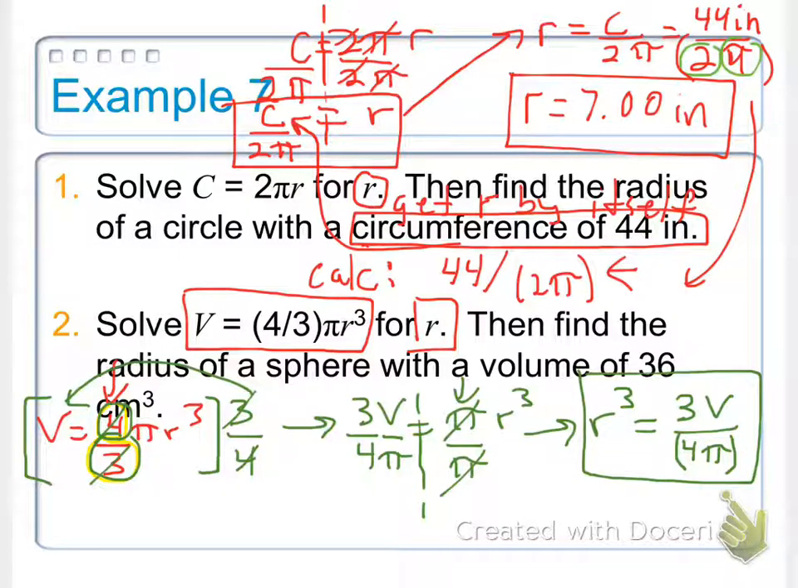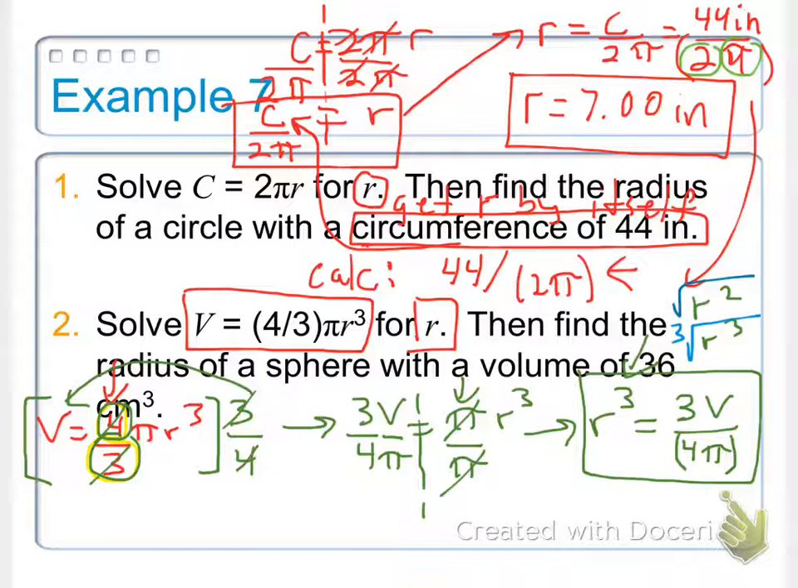Okay, well, we got one other problem. How do I get rid of r cubed? How do I undo cubing? Well, when it was r squared, we did square root. So if it's r cubed, is there an opposite of cubing, or r to the third power? Well, there is. It's called the cubed root.